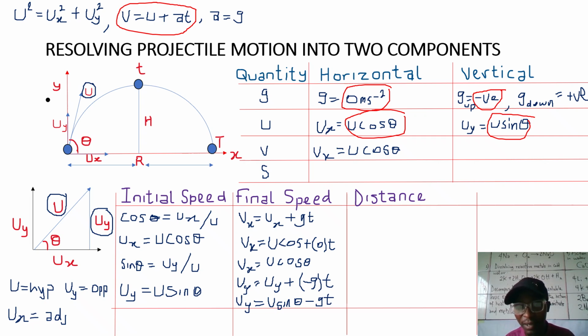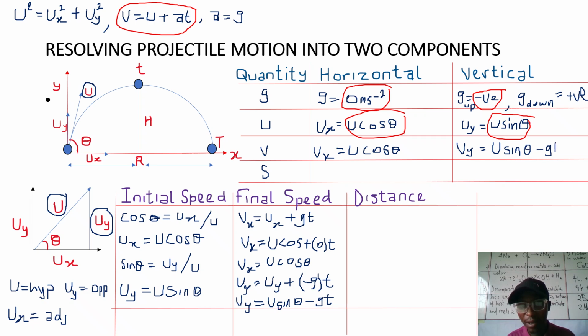So let's put down that here. So our Vy is equal to U sine theta minus gt.